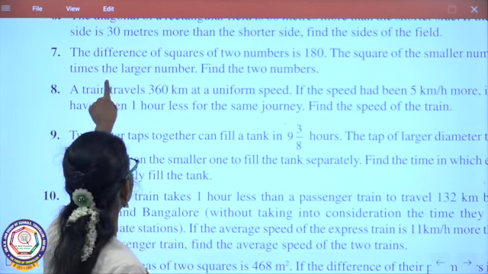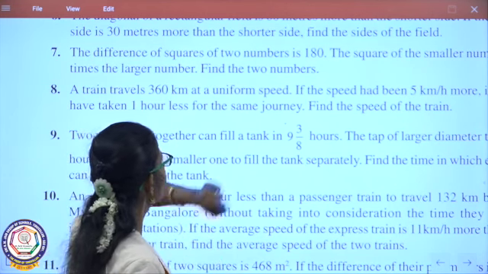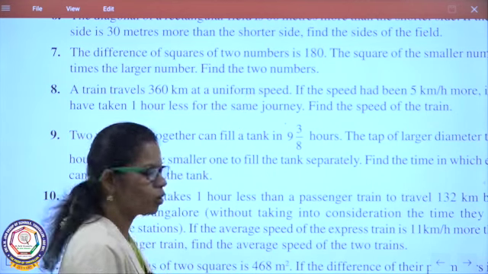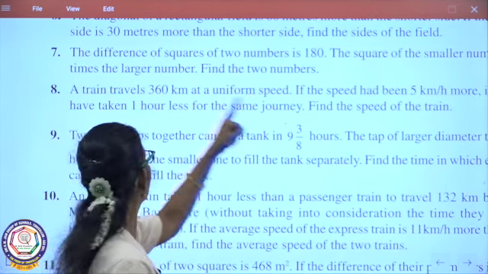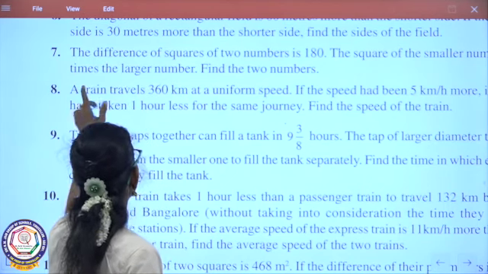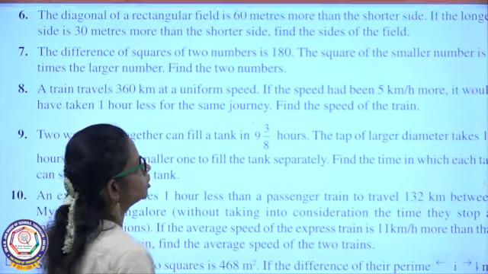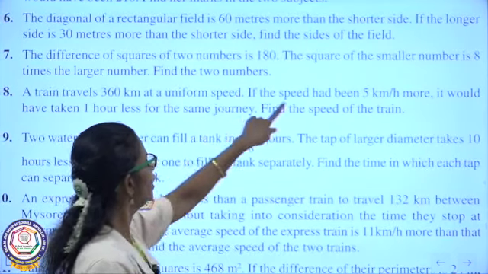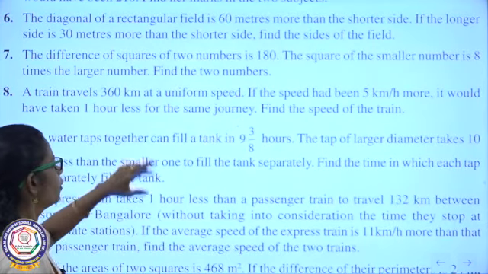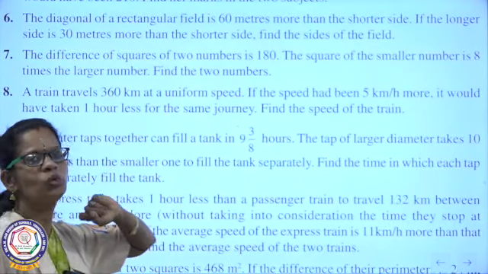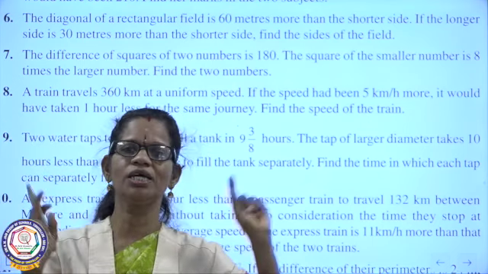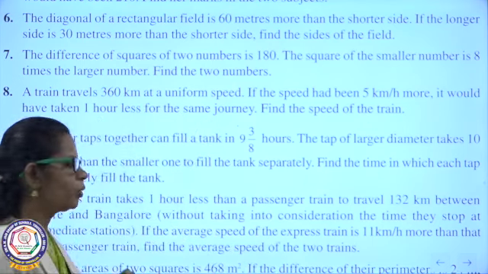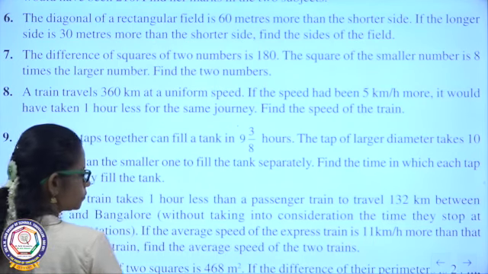See here, the difference of squares of two numbers is 180. The square of the smaller number is 8 times the larger number. Find the two numbers, larger number and smaller number. Two things they discussed, right? Now I am going to write, you see.